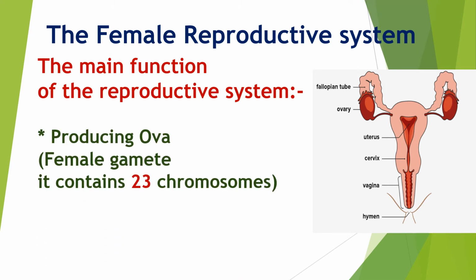So the main function of the female reproductive system is producing ova, which is the female gamete, and we said that any gamete contains 23 chromosomes, which is called the haploid number of chromosomes, the half number of chromosomes, not the complete number. The complete number of chromosomes of any cell inside the human body is 46, except the gametes, which are ova in females and sperm in males.